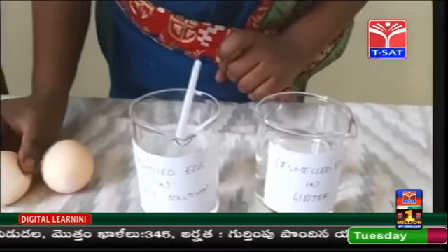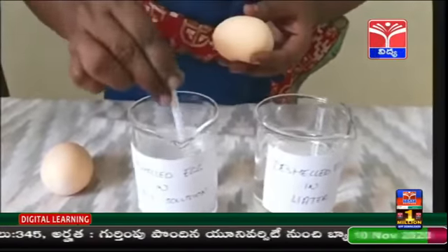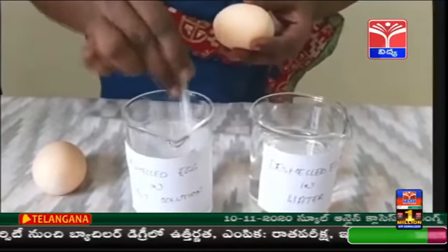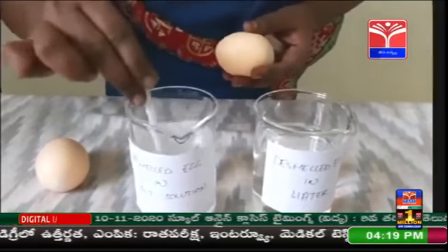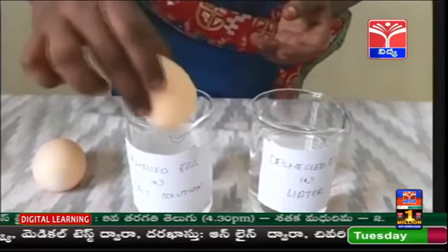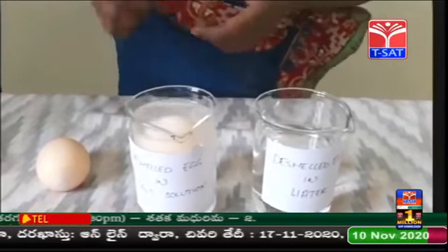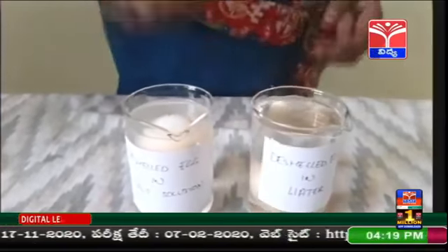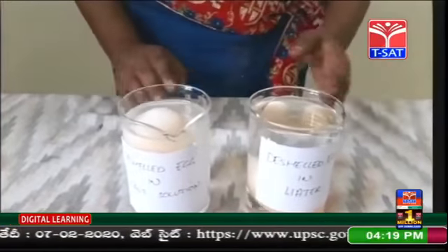Now place the eggs. Stir it well until it dissolves. Now I am placing the deshelled egg in the salt solution and another deshelled egg in the water. Leave this experiment for 3 to 4 hours.